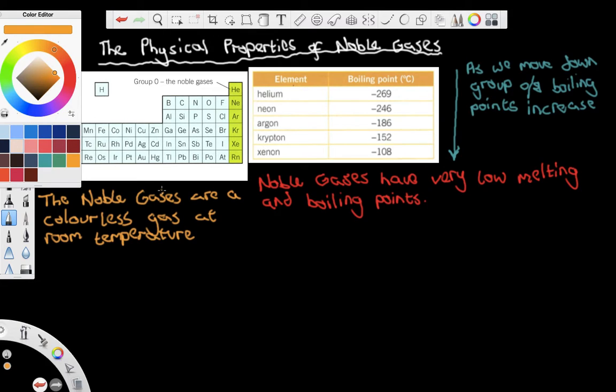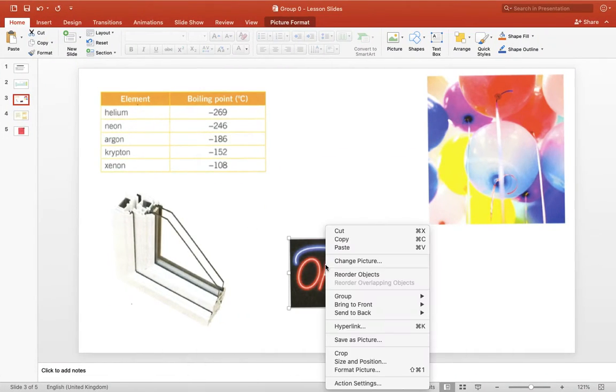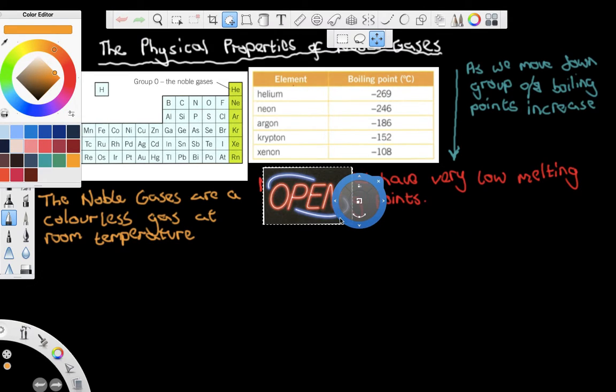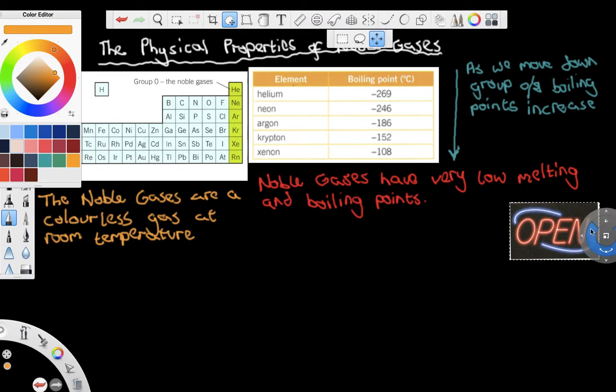Now, when we pass a high voltage electrical current through the noble gases, they shine brightly. Now, this is really useful for things like shop signs. Shop signs contain the element neon because as you pass an electrical current through them, it starts to shine brightly, such as this open sign shown here.